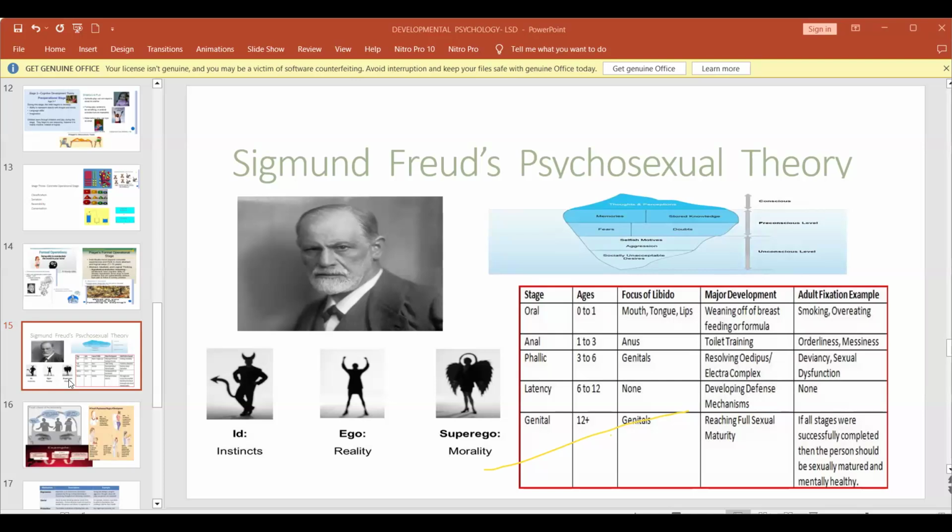Because of that, the child is in a conflict, and the child uses a defense mechanism to overcome the natural attraction for the opposite sex parent. What is this defense mechanism? The child identifies with the same sex parent. If it is a son, the son tries to be like the father. If it is a daughter, the daughter tries to be like the mother.